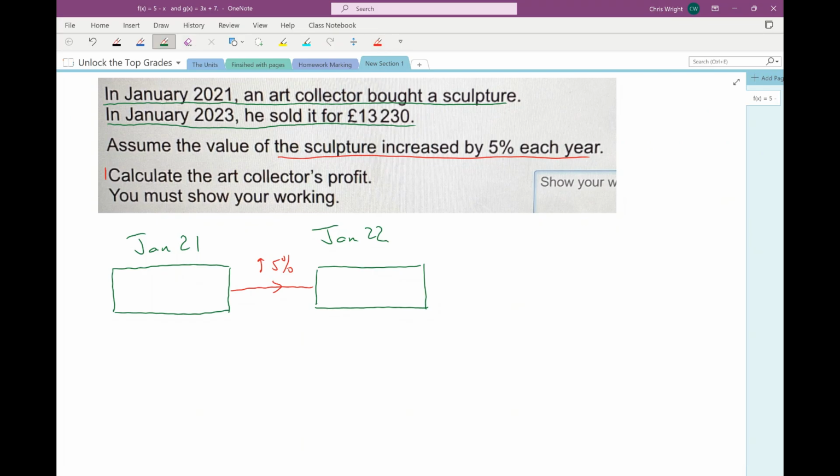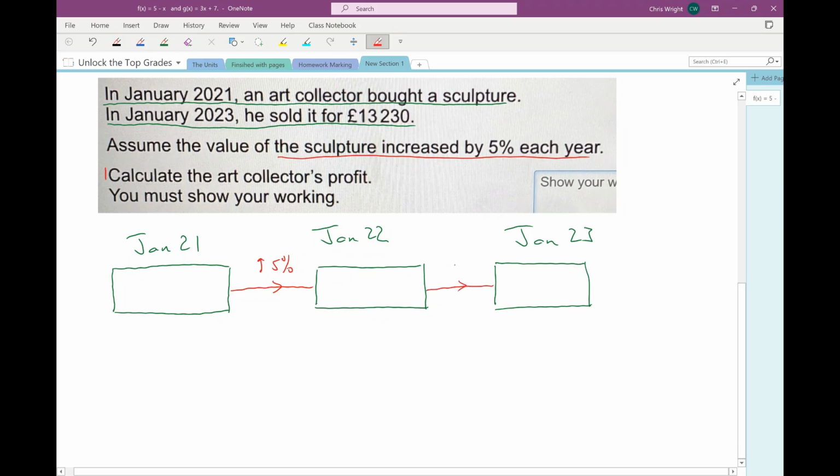And then we have another year to go to January 23. Now between January 22 and January 23, it's increased by another 5%. It would be incorrect to say it's increased by 10% in total because this is compound interest, isn't it? It's compound percentage increase. Now, we haven't yet filled in the final value. Here we are, 13230.